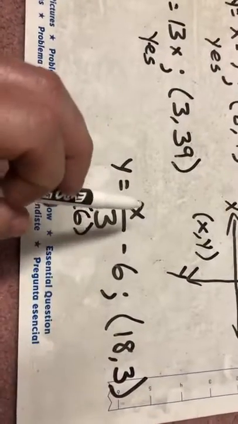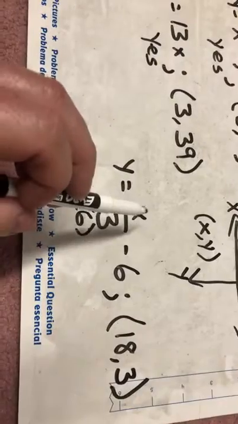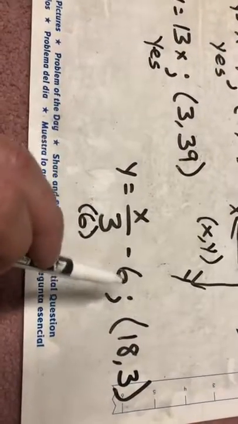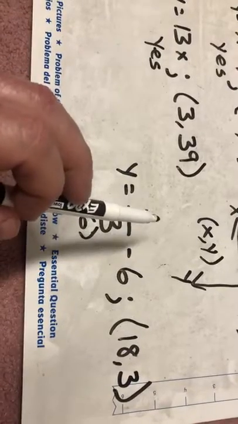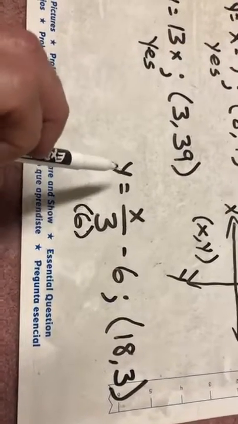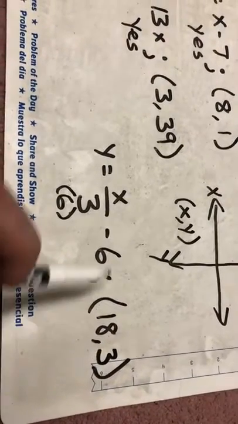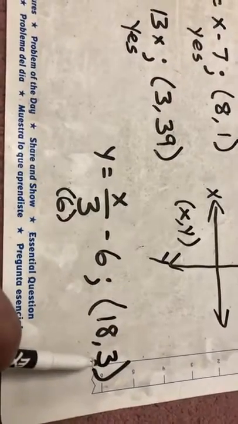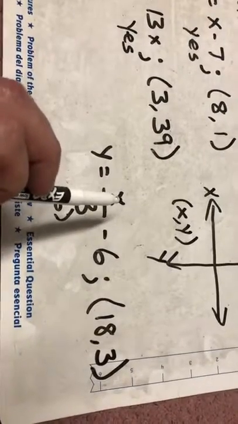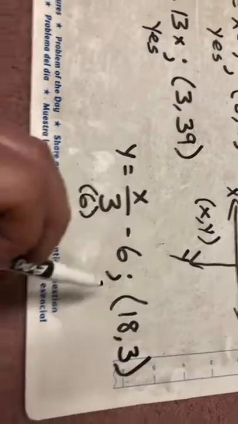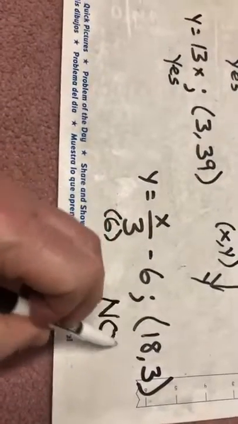So that tells me that when x is 18, 18 divided by 3 is 6, and 6 minus 6 is 0. So when x is 18, y is 0. But my ordered pair says 18, 3. When x is 18, y does not equal 3. We've already established that 18 divided by 3 is 6, and 6 minus 6 is 0. So this one is a no. All right, well, let's look at the last part.